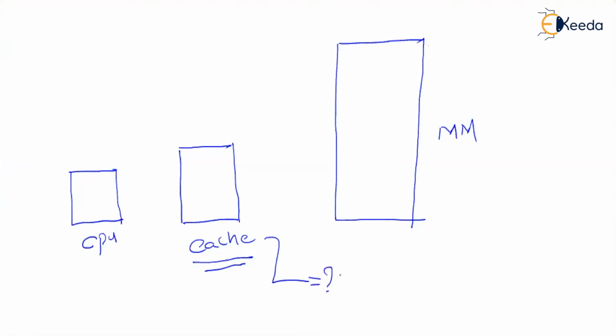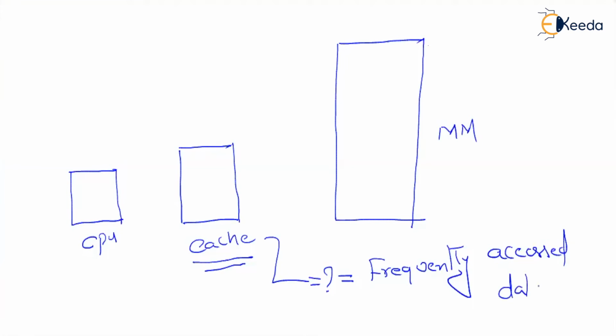Some people will tell you that, of course, the reality also is, the cache memory is going to hold the frequently accessed data items. Now, what is this frequently accessed? What does the term frequently accessed refer to? Now, let us understand.